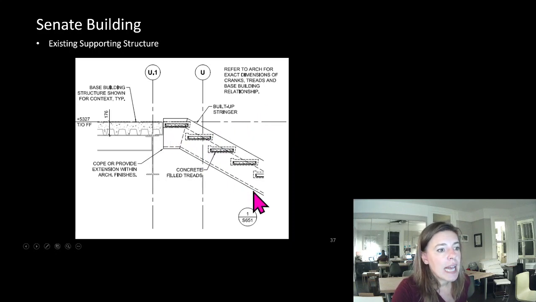Here is our stringer. You can see the profile of our channel as our tread filled with concrete. And then you can see I've dashed the stone around it to kind of give some imagery of what is going on. This is what I consider as existing because it was designed by someone else and fastening what I'm designing to it.